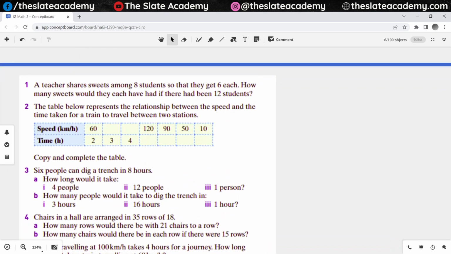Okay, here's the next exercise. The same concept of ratios, we'll be solving questions of slightly different kind from the same topic of ratios. A teacher shares sweets among 8 students so that they get 6 each. How many sweets would there have been if there had been 12 students? Anybody? These aren't in fact really ratio questions, they are straight away division multiplication questions.